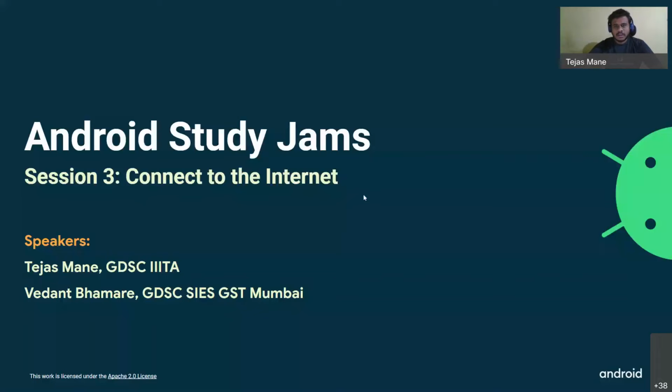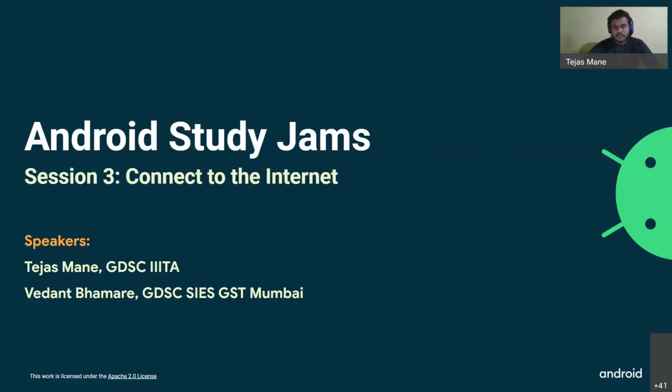In this session, we will explain about connecting to the internet, how you can connect to the internet and get data from a source or a server. Let's start this session. This session is divided into two parts. First part, I will explain about connecting to the external source or a server and how to fetch the data and display in your Android app.